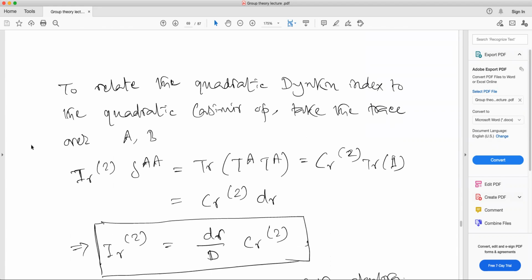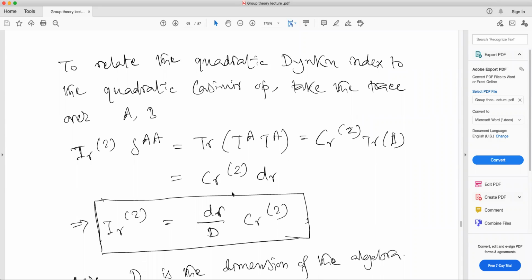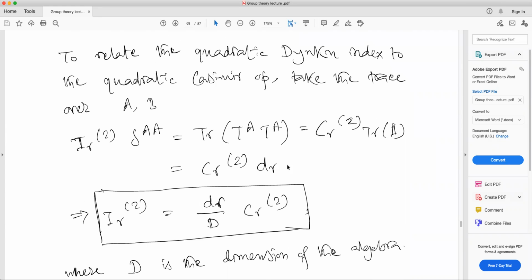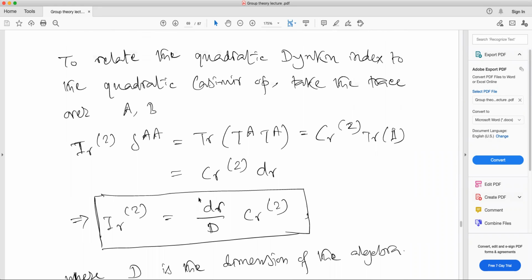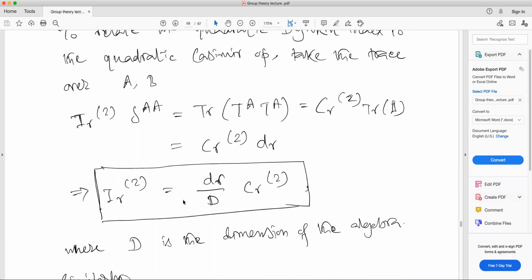Now to relate the quadratic Dynkin index to the quadratic Casimir operator, take the trace over A, B. So what you can do is I2 δ_AA equals trace of T^A T^A. This is like C_R2 times the trace of the identity, and the trace of the identity basically gives you the D_R, the dimension of the representation you are working in. These are related to each other by I_R2 = D_R/D times C_R2. So C_R2 is basically about the trace of this part, and this is the quadratic Dynkin index.